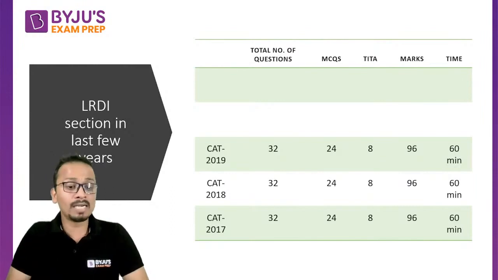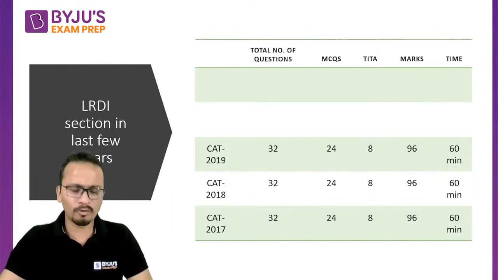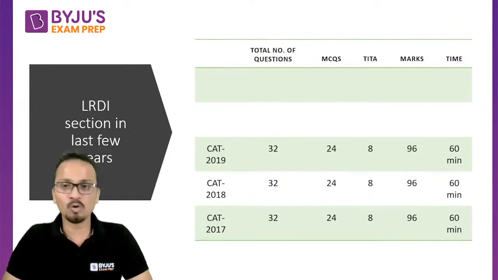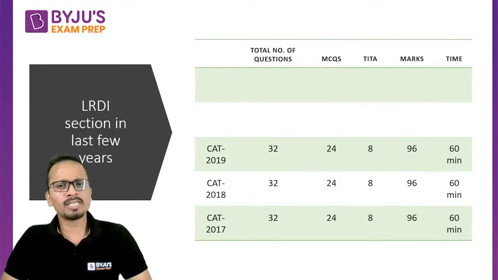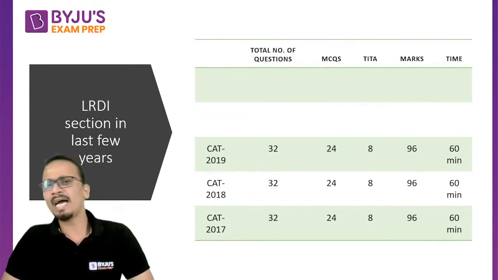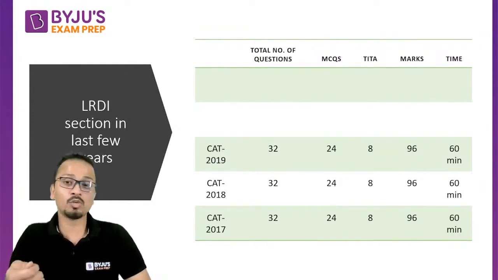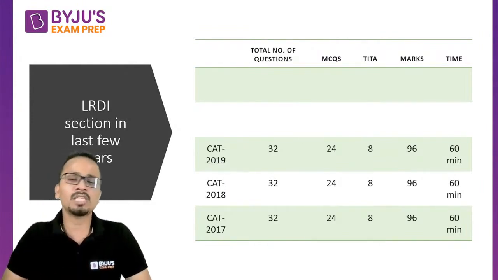So if you understand what TITA questions are, they are questions in which we have to type in the answer. Okay, so this is the type of questions. The marks allocated for each question was +3, and there was a -1 in case we mark a wrong answer, especially for MCQs.